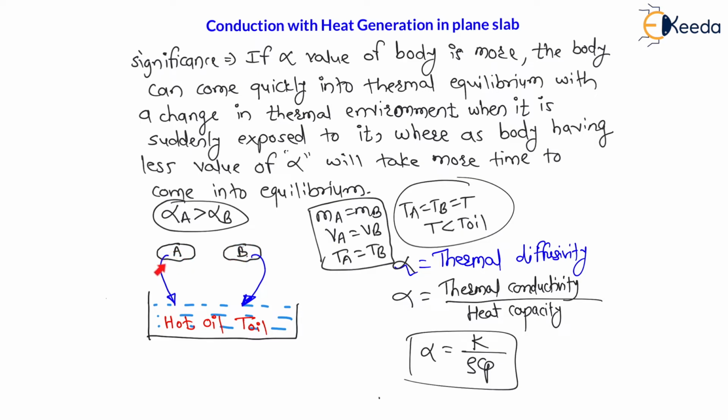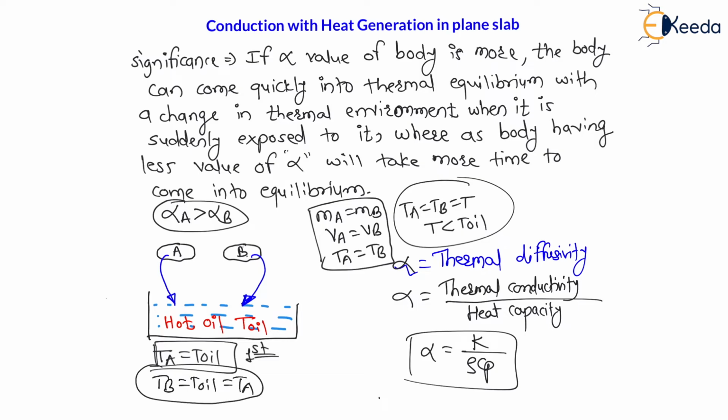Means body A will come first into equilibrium with the oil, and then after some time body B will come into equilibrium with the oil. Means Ta will become equal to T oil first. First this thing will happen, right? And after some time, once body A has got into equilibrium with the oil, then body B will come into equilibrium with the oil, where Tb will be equal to T oil.